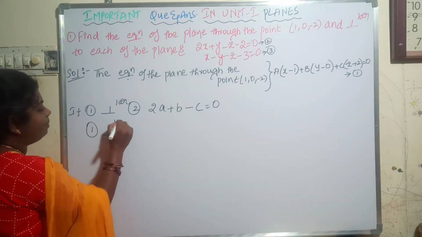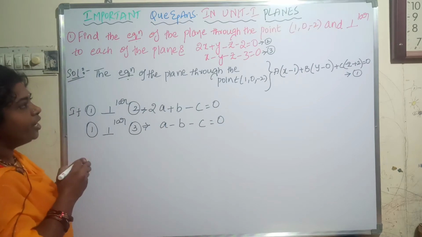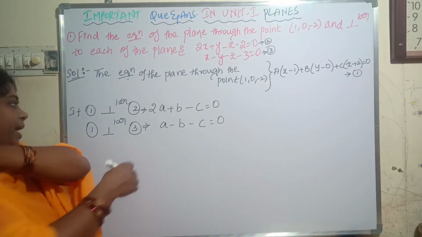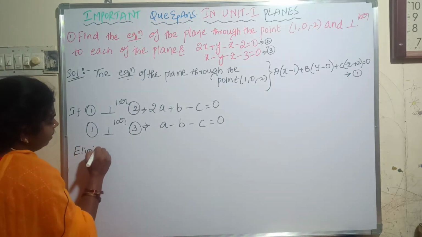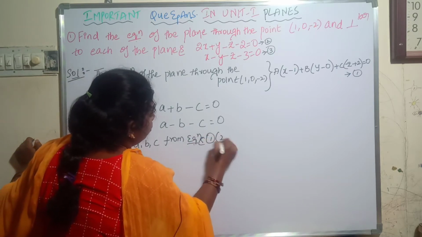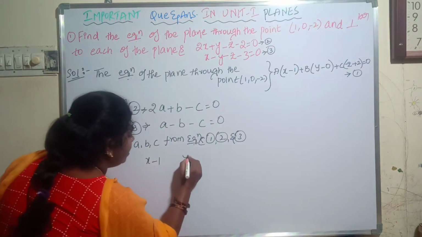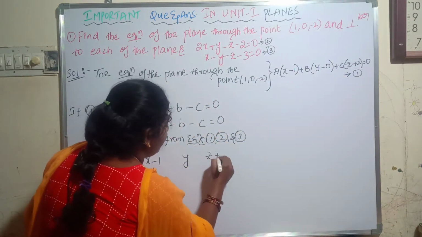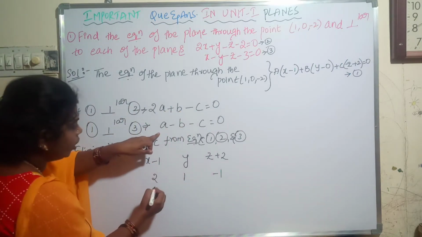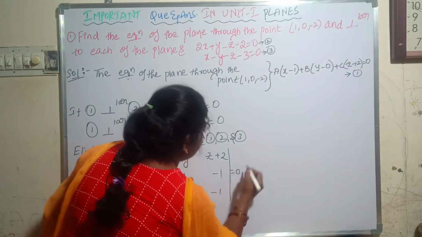And if the first plane is perpendicular to the third plane, we have a - b - c = 0. Now we have to find the equation of the plane which is perpendicular to these two planes. We will find the plane equation by eliminating a, b, c from equations 1, 2 and 3. In the first row, the coefficient of a is x - 1, of b is y and of c is z + 2. In equation 2, the coefficients are 2, 1, -1. In the third equation, the coefficients are 1, -1, -1, and the determinant is equal to 0.